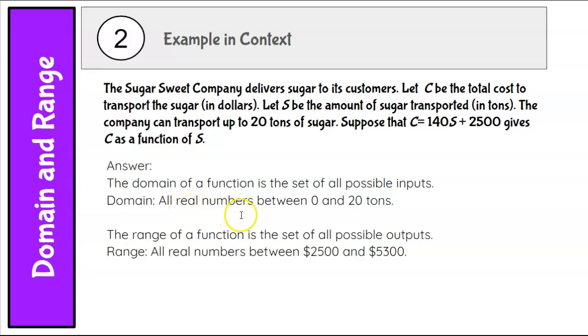If it says integers, that's where it's a discrete function where in-between values don't make sense. It only needs to be whole numbers, things that you can count. Okay? It doesn't make sense for it to be negative numbers. That's why I started with 0. You wouldn't transport a negative. It doesn't say starts with 0, but it doesn't make sense to transport negative amounts of sugar.